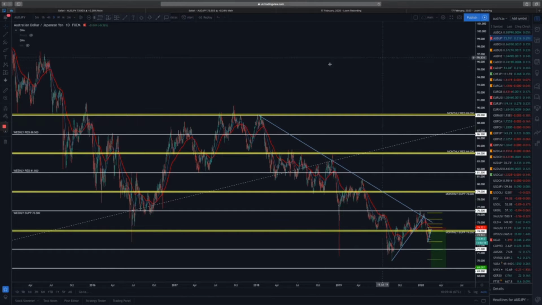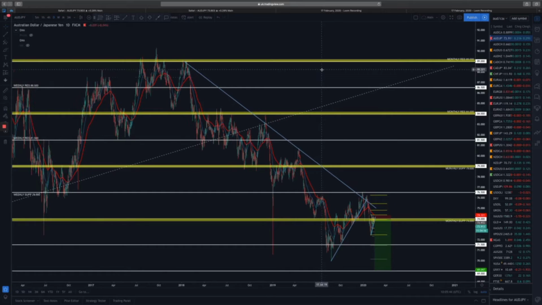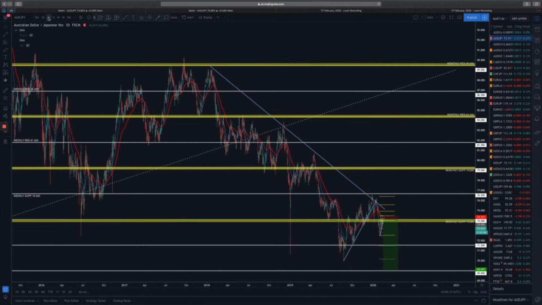So if we start on Aussie Yen, we can see on the daily we've got a nice downward sloping trend line. Price has broken the daily 50 EMA, and now we are coming back to retest value to take lower. My target here is 71.5 really as a first target. Second target would be down here making a new lower low, but not too sure about that at the moment.